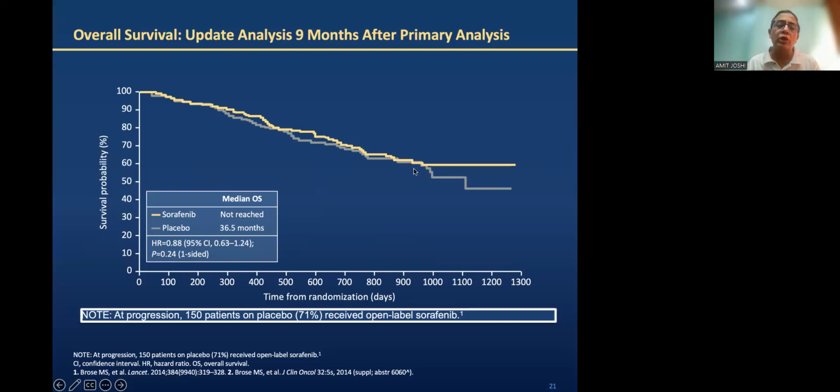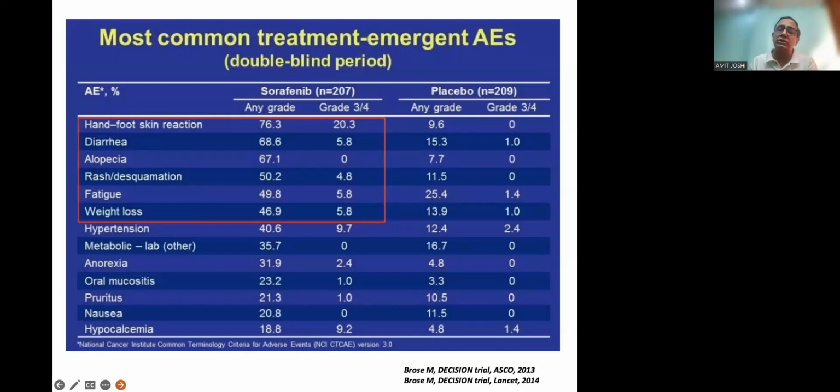So the overall survival has not been reached in the sorafenib arm, but in the placebo patients, because of the crossover, the median OS is around 36.5 months. The trial investigators concluded that in patients with metastatic progressive thyroid cancer, when sorafenib was started at the time of radiological progression, there was a clear-cut benefit in progression-free survival, that is control of the disease, which was double that of patients who received placebo: close to 6 months versus close to 12 months with sorafenib. With this, the FDA approved sorafenib 4 or 5 years back for patients with metastatic differentiated thyroid cancer.